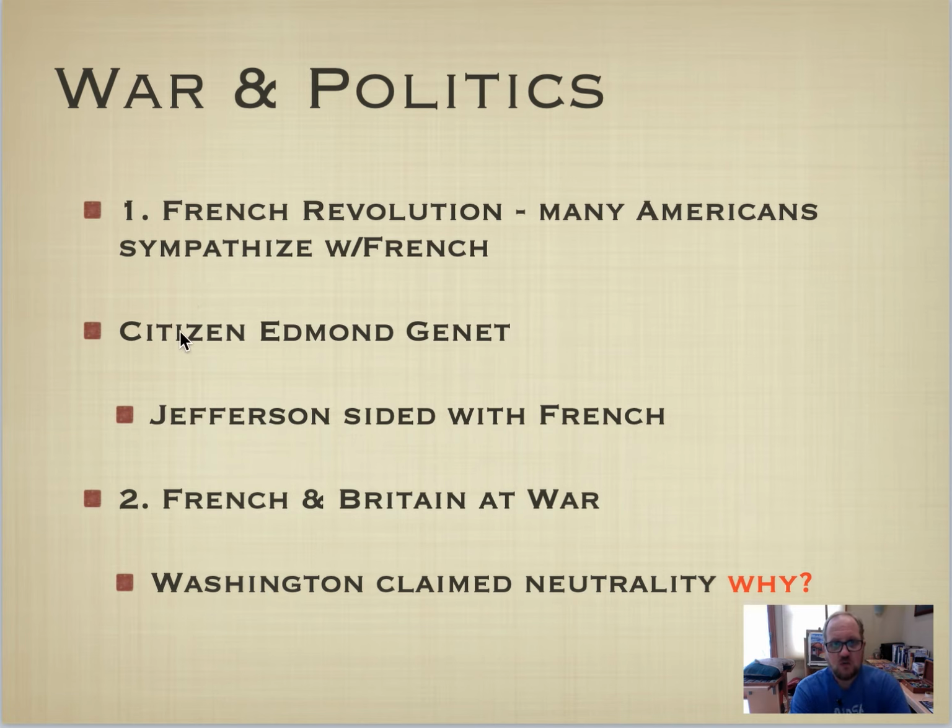The French will send Edmond Genêt, who will come over to America. Instead of going to directly talk with Washington, he will go into the South to try to get support and rile up local support for his ideology and France before he sides with Washington himself. And that's going to be a major controversy.